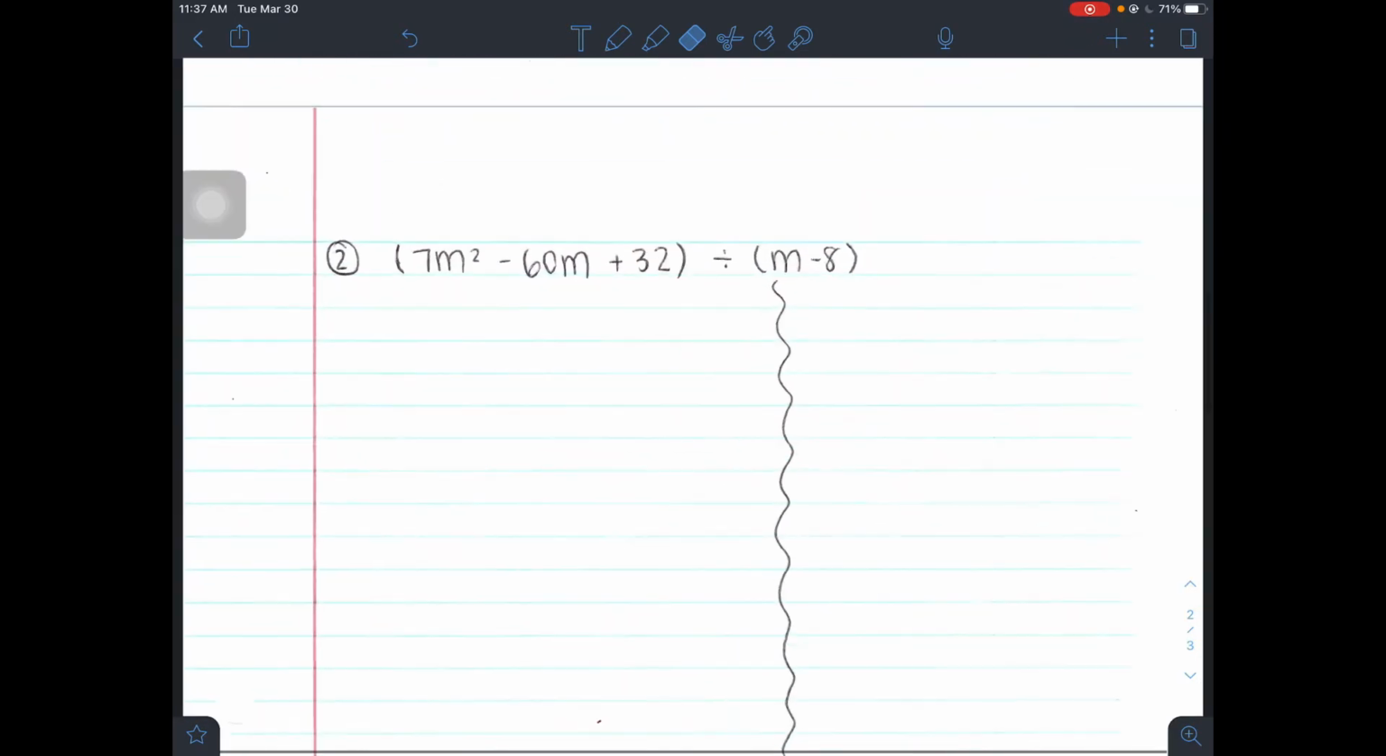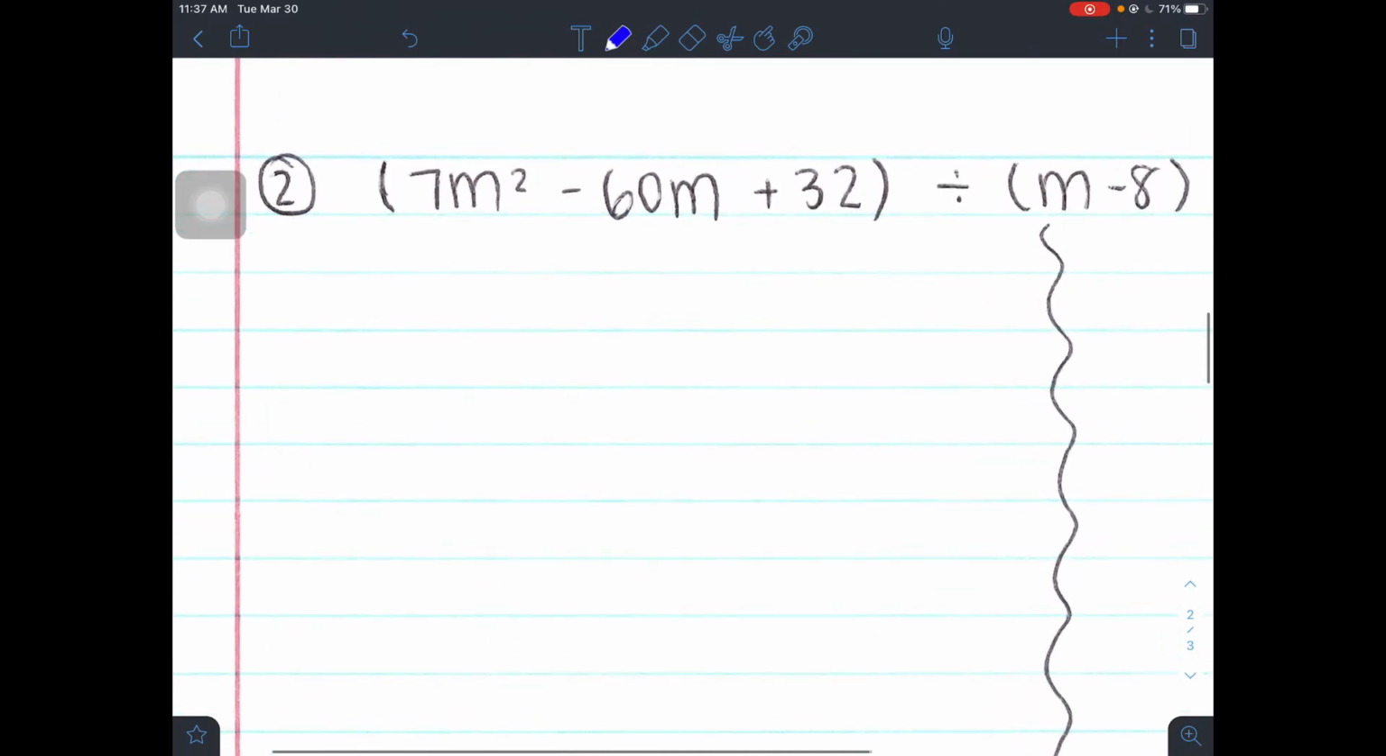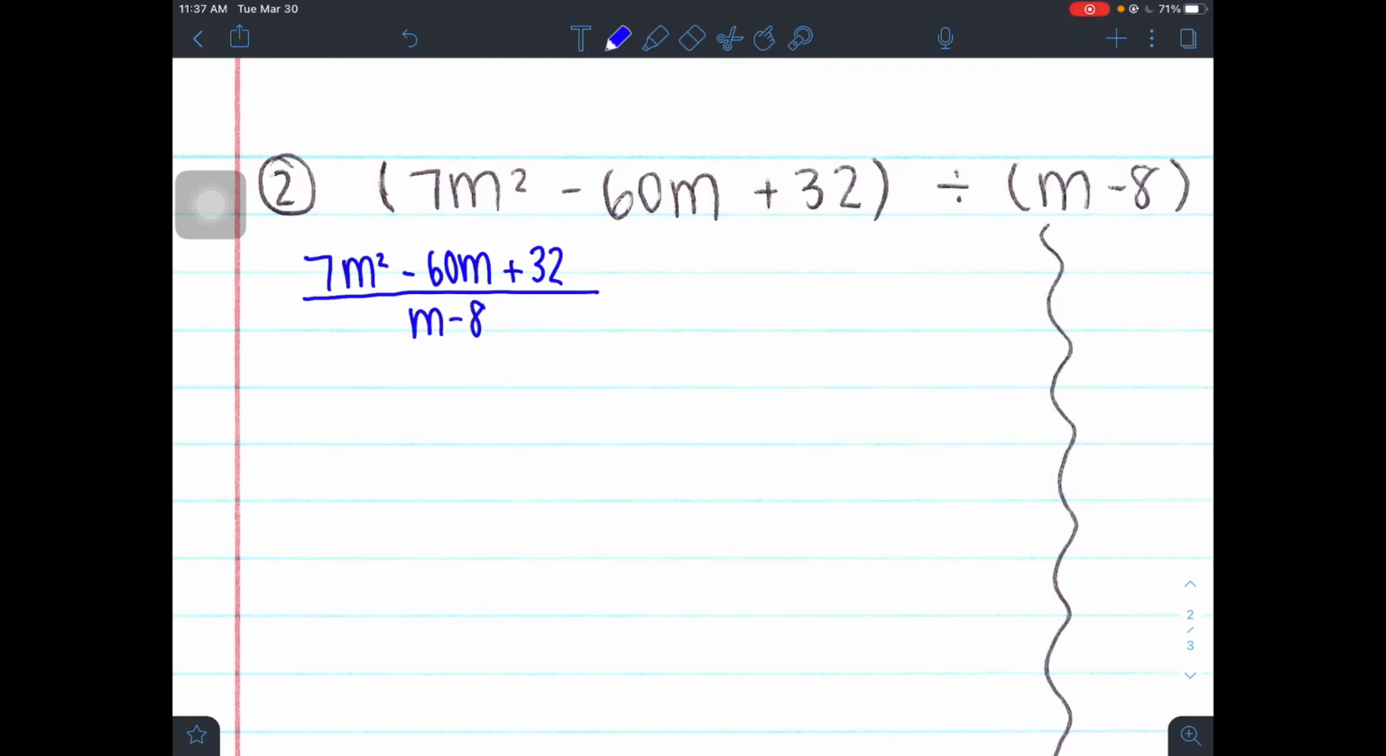All right, let's go ahead and do number 2. Again, these notes were set up originally for me to do long division and factor and reduce, which is why it's split up in 2 sides. But we're going to go ahead and just do the factor and reduce method here. So let's go ahead and set this up in fraction form. So we have 7m squared minus 60m plus 32 all over m minus 8.